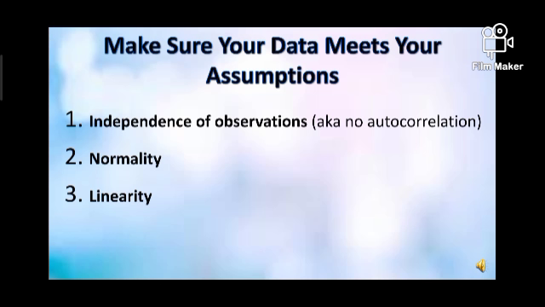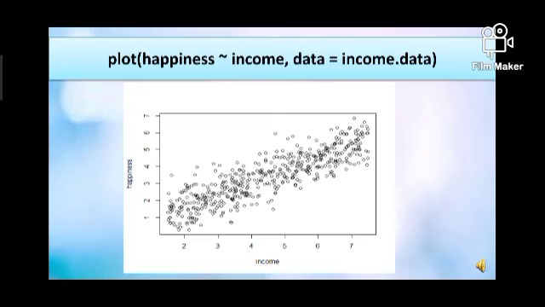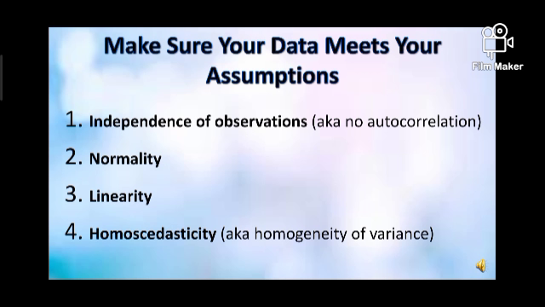Now the third is linearity. The relationship between independent and dependent variable must be linear. So we can test this visually with a scatter plot to see if the distribution of data points could be described with a straight line. So we will use the plot function as given here. With the help of the plot function, this is the scatter plot it has formed. Now the fourth is homoscedasticity, that is, homogeneity of variance.